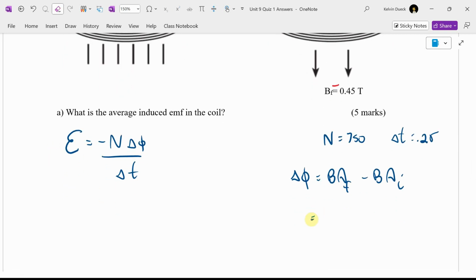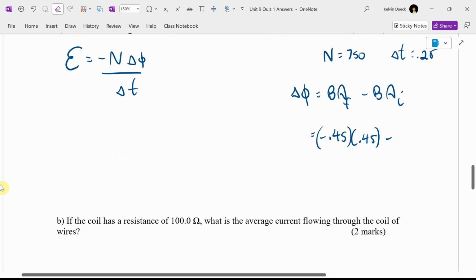So the final magnetic field is negative 0.45. And they gave me the area. I didn't need to go pi r squared. They gave me the area, which by a coincidence was also 0.45, minus the initial magnetic field was 0.75 times 0.45.